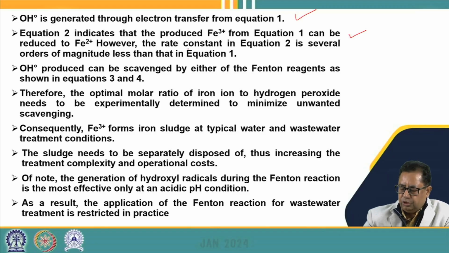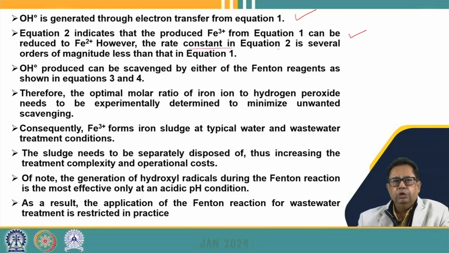However, the rate constant of equation 2 is several orders of magnitude less than equation 1. So that's why equation 1 is predominant and equation 2 may be less effective in such a case. And the dot OH radicals which are produced from the above reactions can also be scavenged by the Fenton reagent, as you have seen in equation 3 and equation 4.